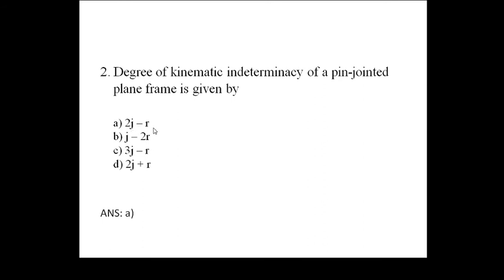2J minus R. J is the number of joints, R is the external redundance. You can find out the kinematic indeterminacy of a pin joint frame.